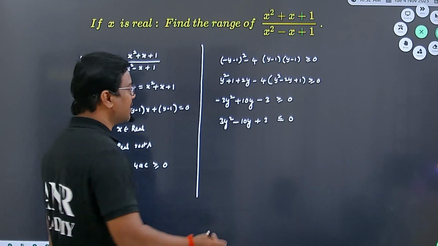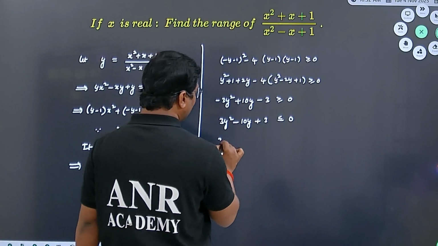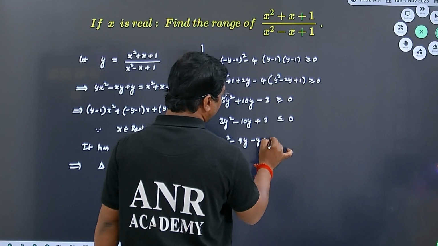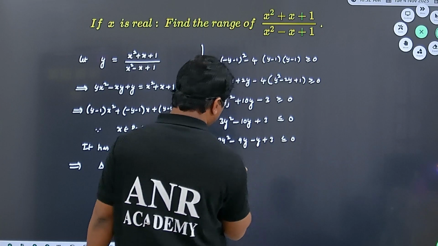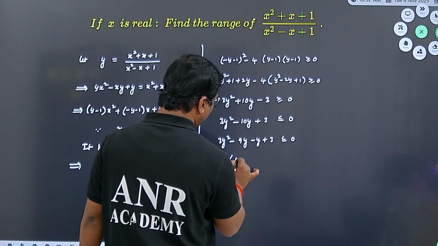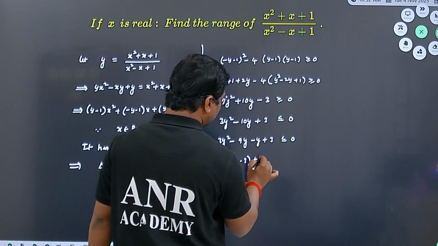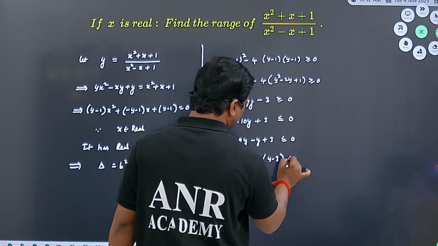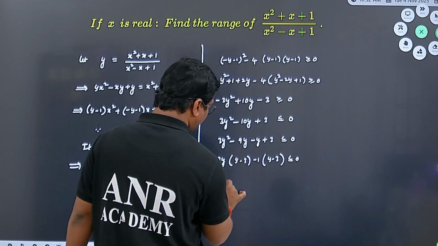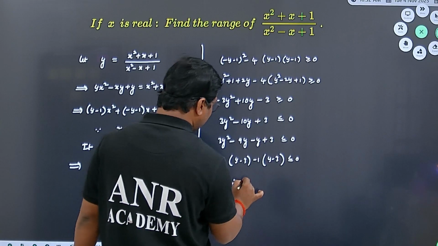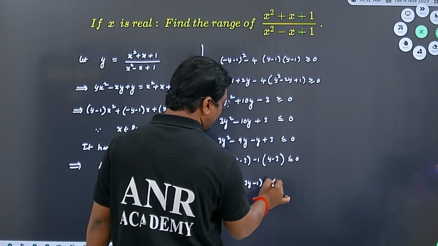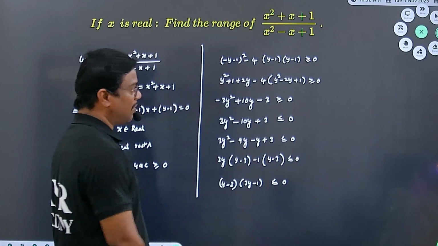On factorization, here you can write minus 10y as minus 9y minus y. Next, if you take 3y common, we get (y minus 3). Next, if you take minus 1 common, inside we get (y minus 3) which is less than or equal to 0. Here (y minus 3) common, (3y minus 1) next factor we get less than or equal to 0.